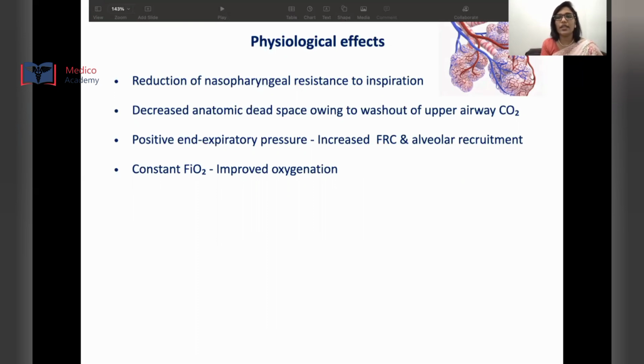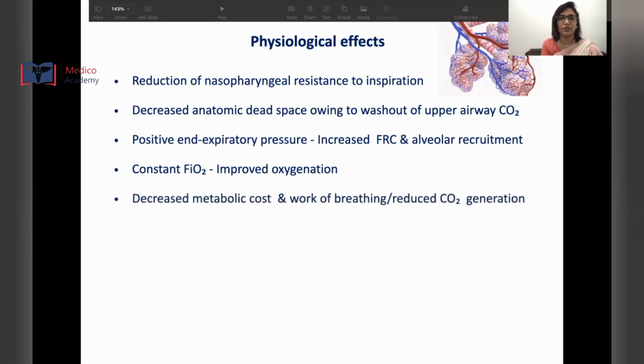And a constant FiO2. In the high flow nasal oxygen device, you have an option of fixing the FiO2 you need to give to the patient, so that the air oxygen blender will blend that and give it to the patient. And since those are thick or wide bore nasal cannulae, they fit exactly into the anterior nares of the patient, thereby reducing room air entrainment. So constant FiO2 is delivered to the patient, thereby improving oxygenation.